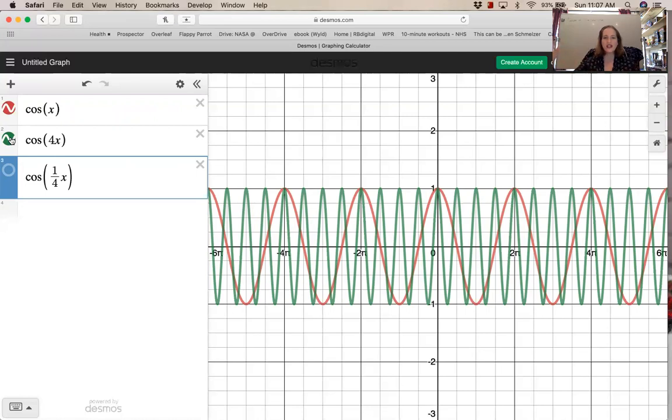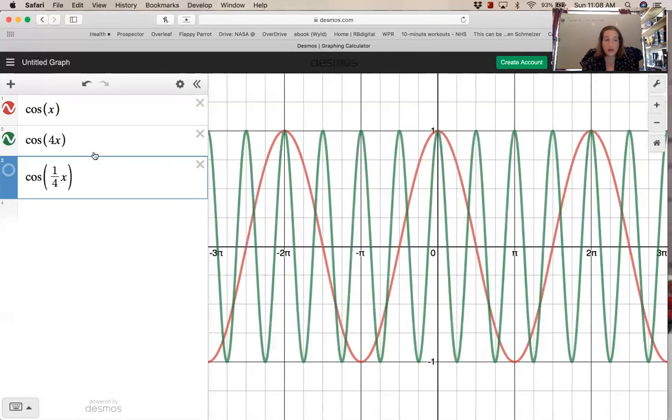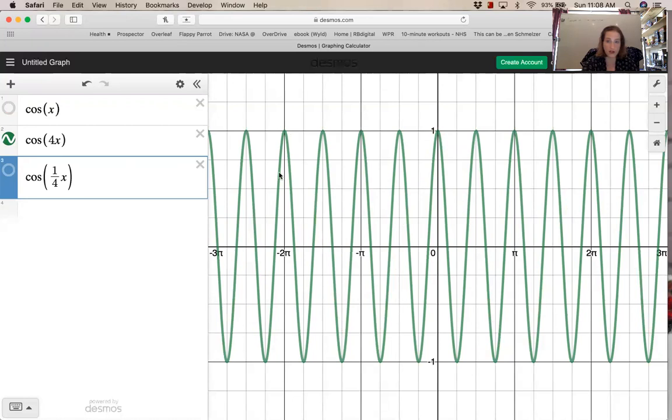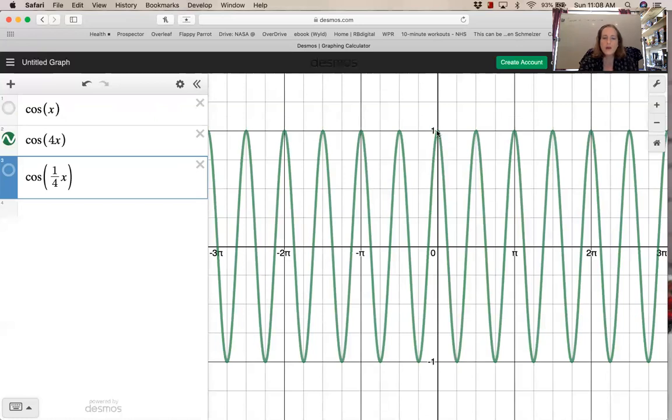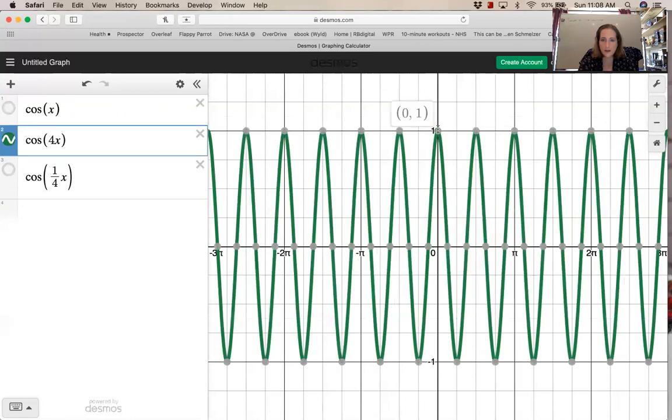So it's definitely squished down our period. Look, we have a lot more waves in between 0 and 2 pi than just 1. I'm going to go ahead and zoom in. I'm going to turn off our original cosine function. And let's see if we can figure out what the period of this guy is. I zoomed in too far. Okay. Well, a period goes from one wave top to another wave top. That's one way to think about it. So this period goes from x equals 0 to pi over 2.